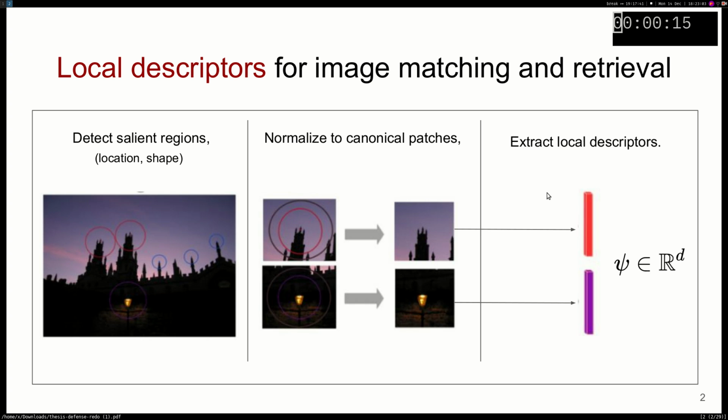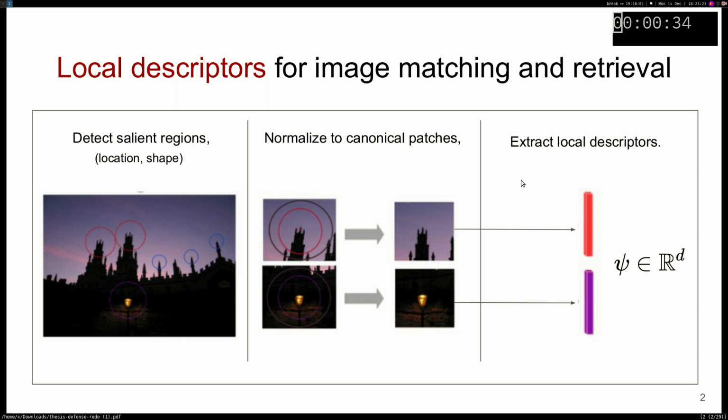So first, let us see what are local features. Basically, given an image, what we want to do is detect some salient regions which are characterized by their location and their shape. Given these regions, we want to normalize them to canonical patches. And given these canonical patches, we want to extract d-dimensional vectors called local descriptors.